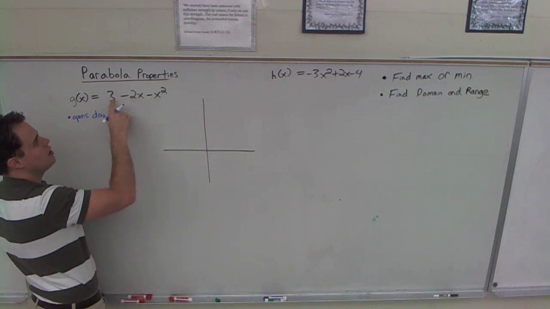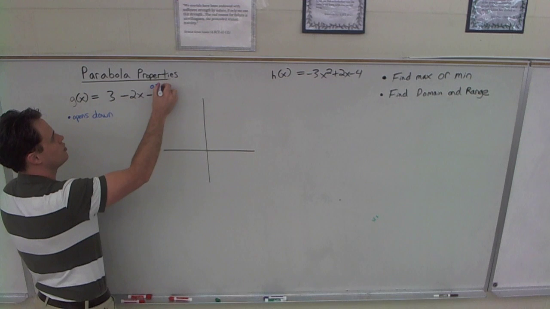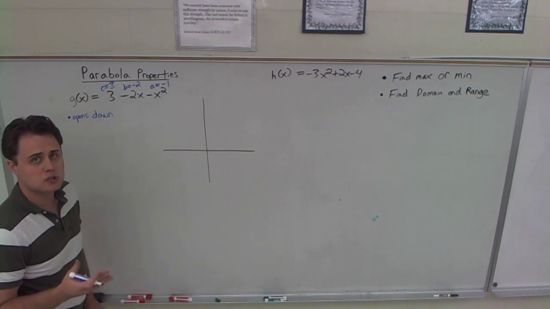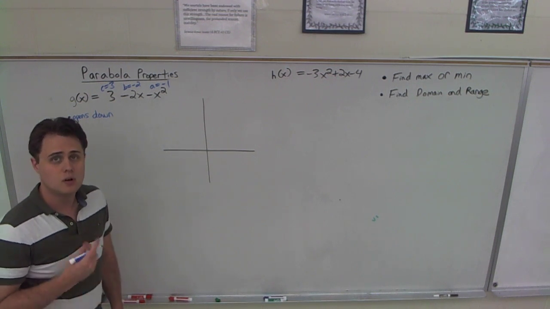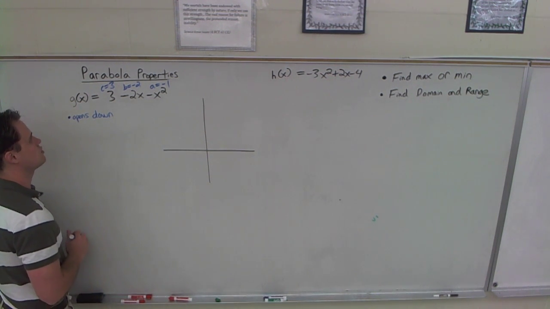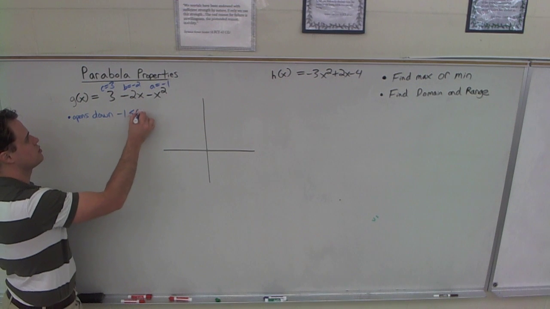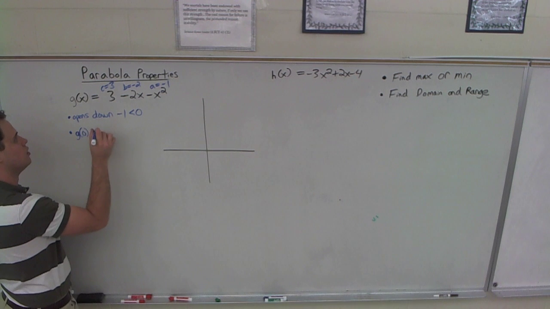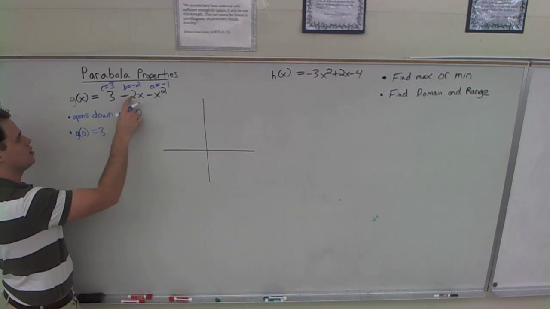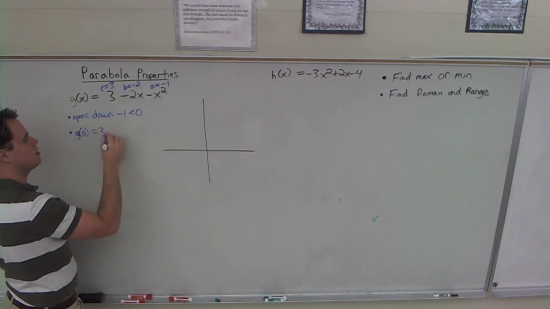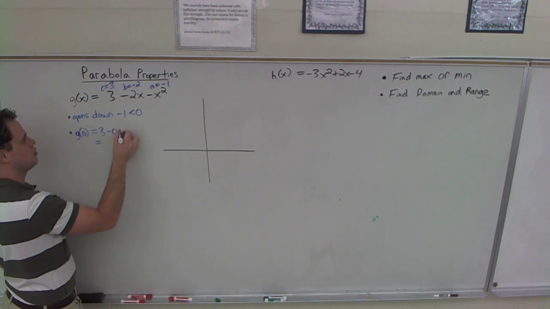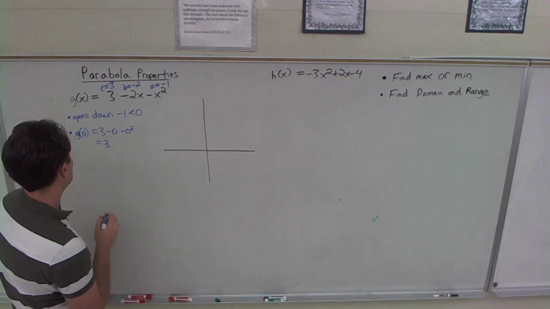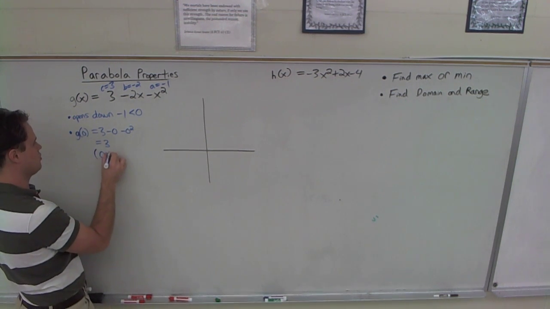And it's not because of the 3. A is actually negative 1 over here. B is negative 2, and C is this 3. So if it's turned around, you can either turn it around yourself or just be alert. So this guy's going to open downward because negative 1 is less than 0. What's its y-intercept? Let's find g of 0. 3 minus 2 times nothing minus nothing squared. It's going to be minus nothing squared is nothing. So we've already got a point on the graph, (0, 3).